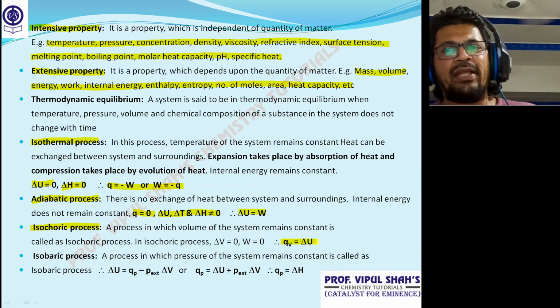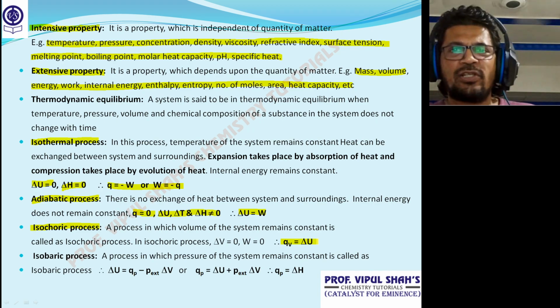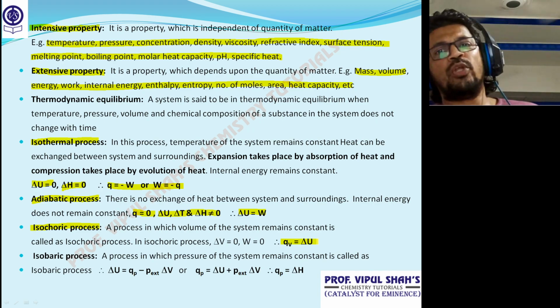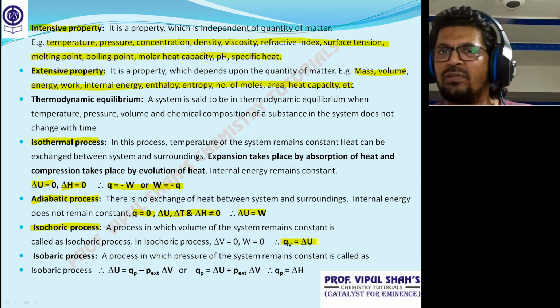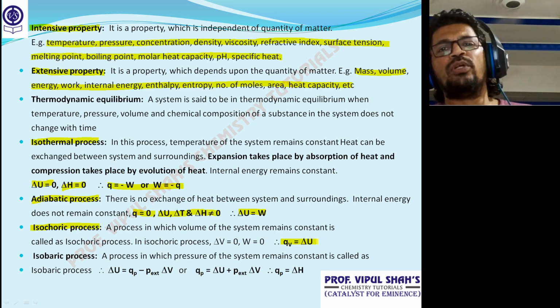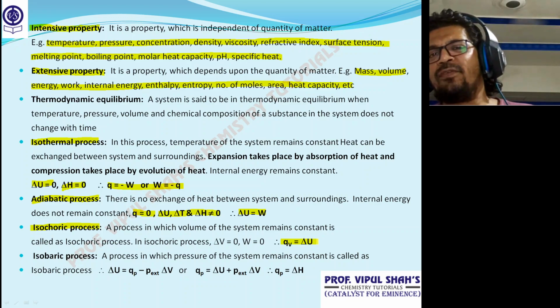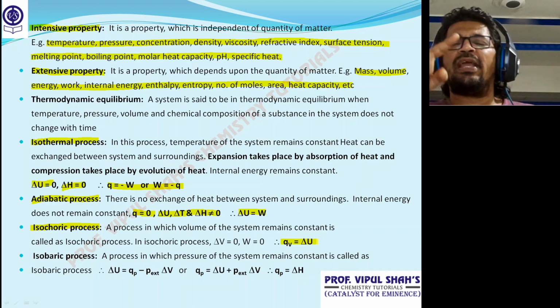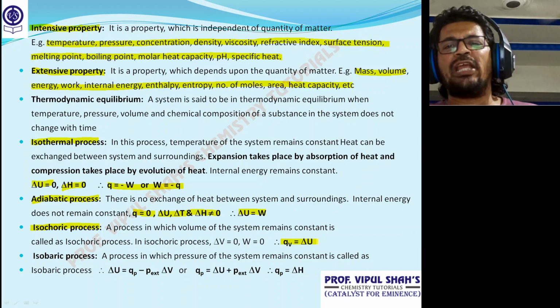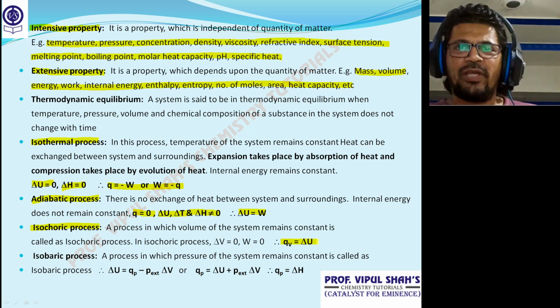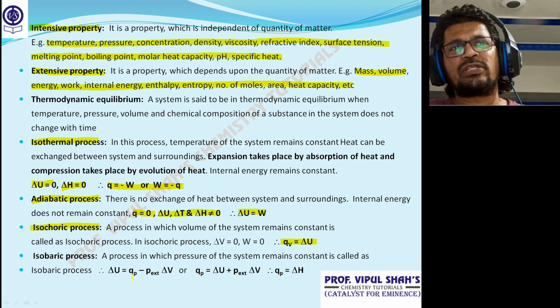Now formula again, delta U is Q plus W, first law of thermodynamics. Now volume is constant, so delta V is 0. So work done, P delta V, is also 0. So Q is equal to delta U. And I'm writing V as the subscript, which means the heat exchanged at constant volume is nothing but change in internal energy.